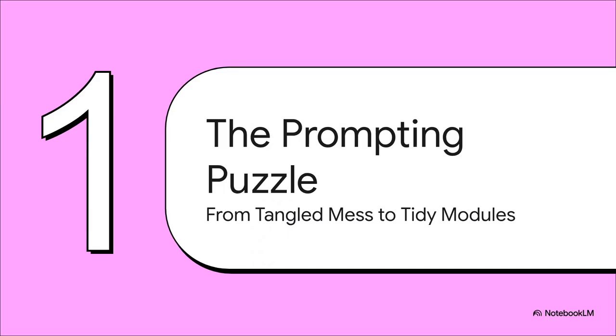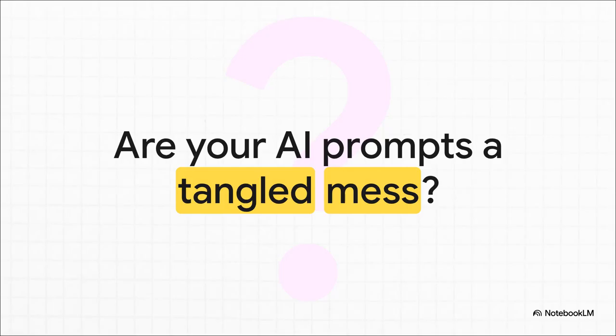So let's jump right in by looking at a huge roadblock that pretty much everyone hits when they're building with AI. I like to call it the prompting puzzle. It's that frustrating moment where your brilliant idea gets completely bogged down in its own complexity. And let me just ask you this. Do your prompts ever feel like they just keep growing and growing and growing until they're this giant, tangled wall of text? It's confusing to read, it's an absolute nightmare to edit, and forget about trying to fix it when something goes wrong. Trust me, we've all been there.